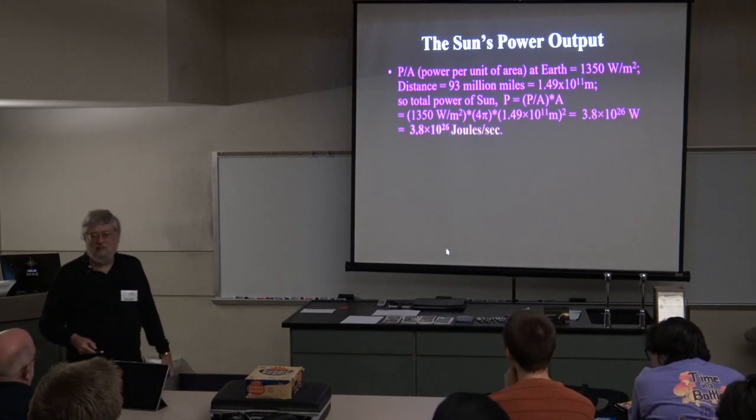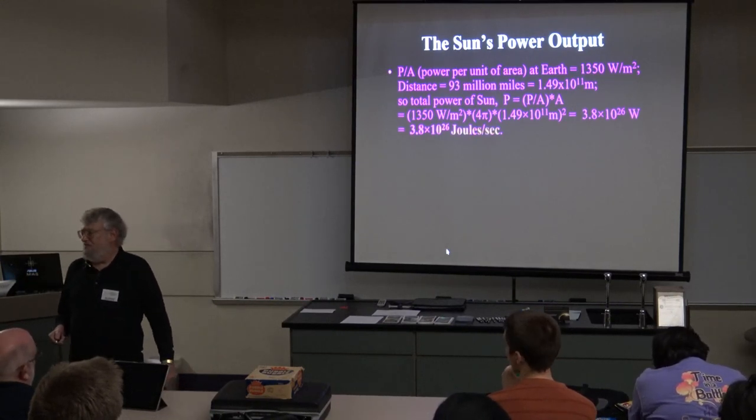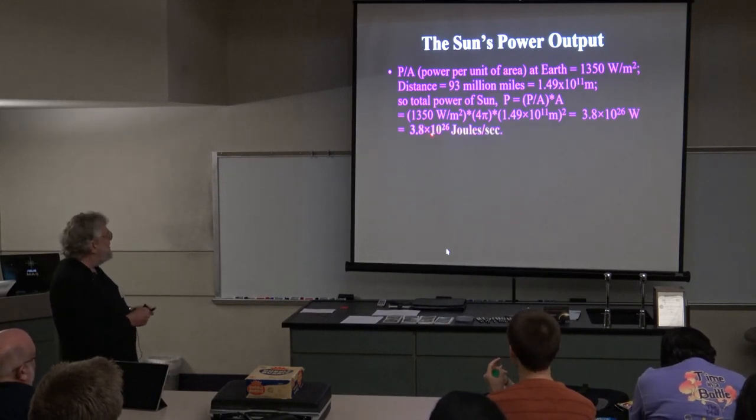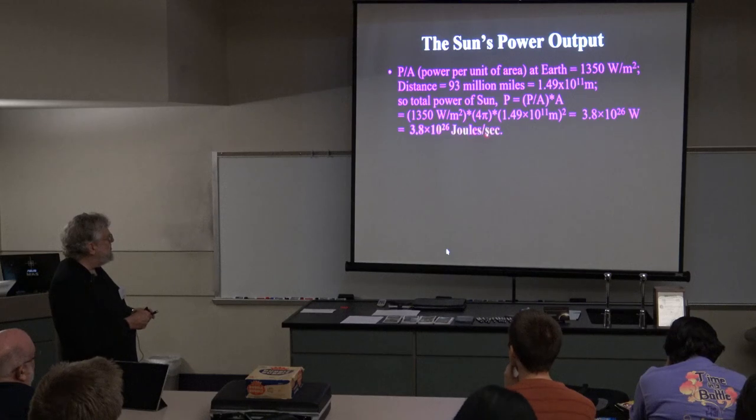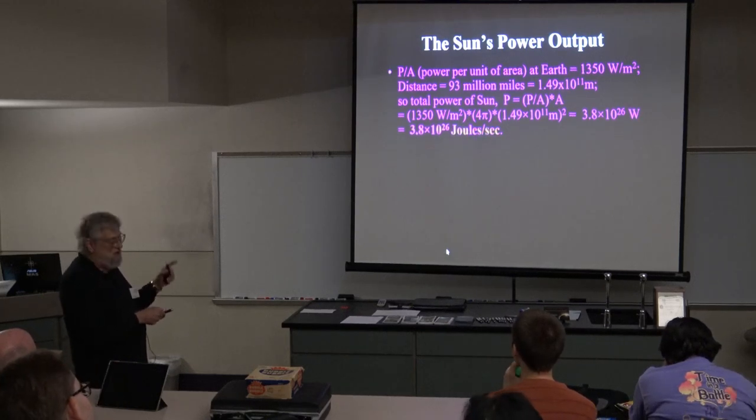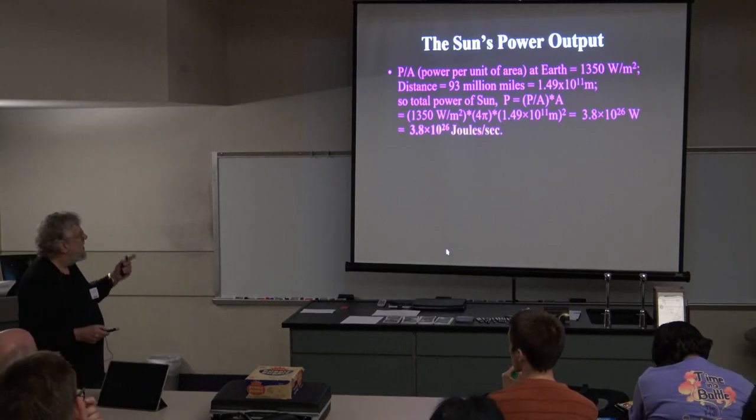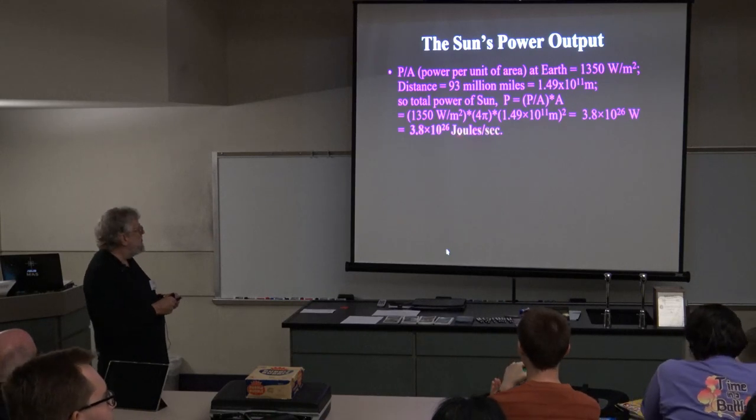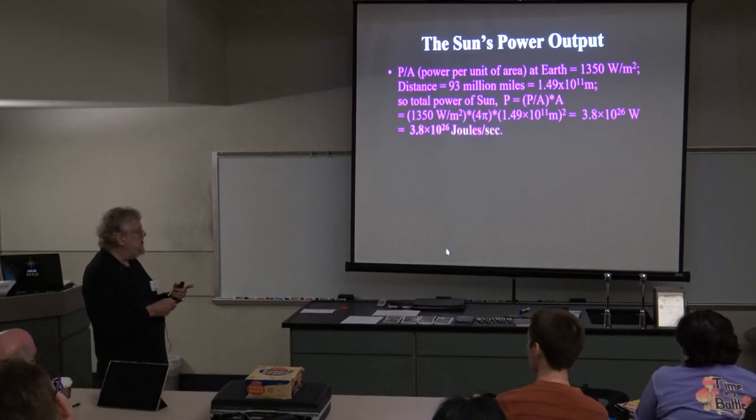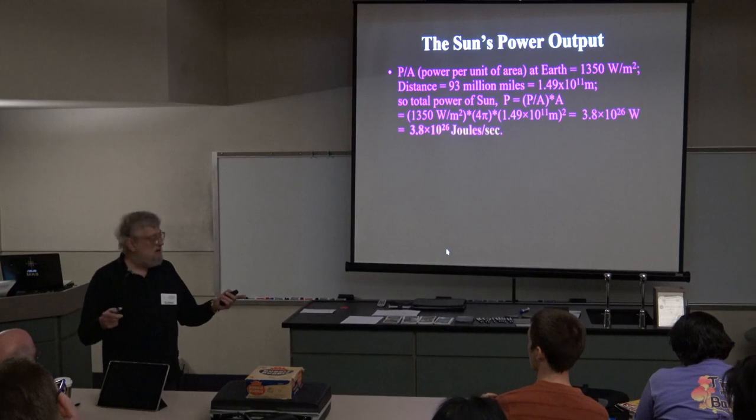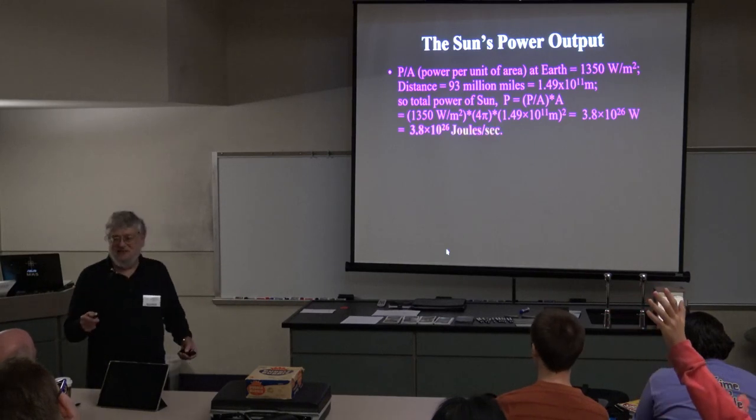And at that point, we start losing the ability to picture that kind of number. But 3.8 times 10 to the 26 joules per second. A watt is defined as a joule per second, or the energy flow per unit of time. If calories help better than joules, they're about 4.184 joules per calorie. So this is close to being just 10 to the 26 dietary calories or kilocalories per second that the sun puts out.